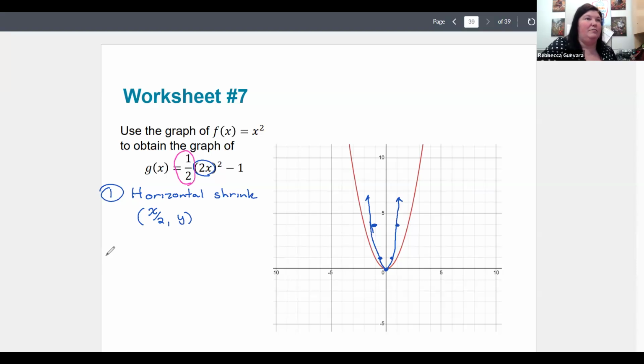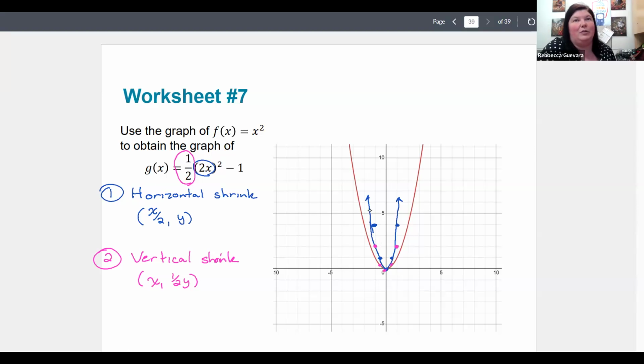Then we do the multiplication. So we have multiplied, so this is a vertical shrink as well. Because what we're going to see here is that all my y components are going to be multiplied by 1/2. So we're getting half of my y components. So here, this point was at 4, but now it's going to shrink down here to 2. Y is still at 4, but shrinks down to 2. Here, y is at 1, but it's going to shrink down to 1/2. Here, y is at 1, but it's going to shrink down to 1/2, and 1 stays the same.